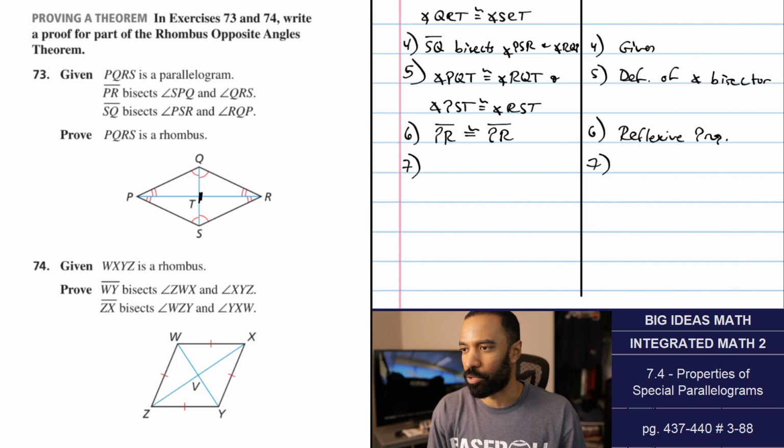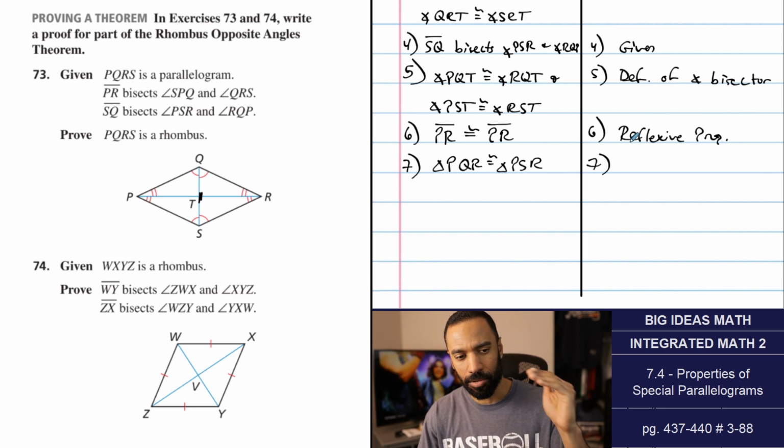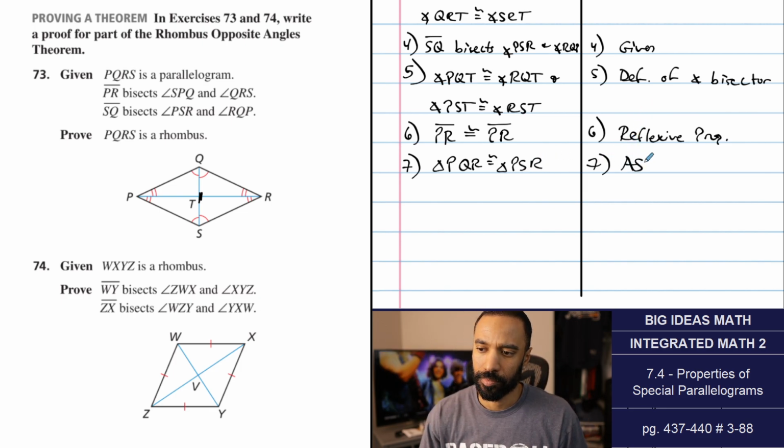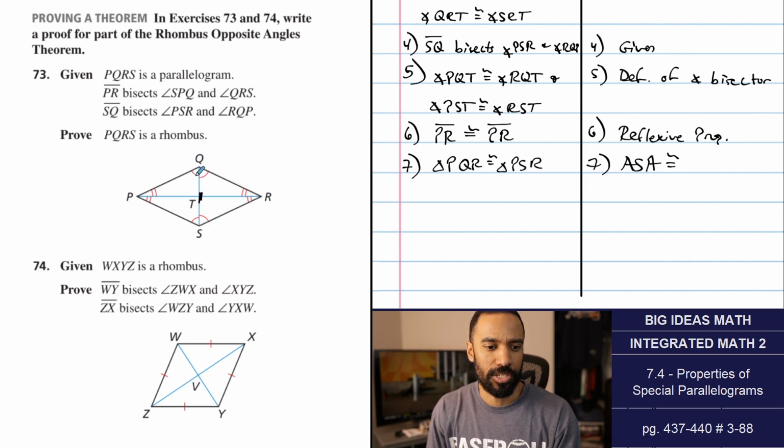And so now those two triangles are congruent. I can say triangle PQR is congruent to triangle PSR by angle side angle. And now using CPCTC, so I said this triangle congruent to this triangle. So by CPCTC, PQ is congruent to PS and RQ is congruent to RS.